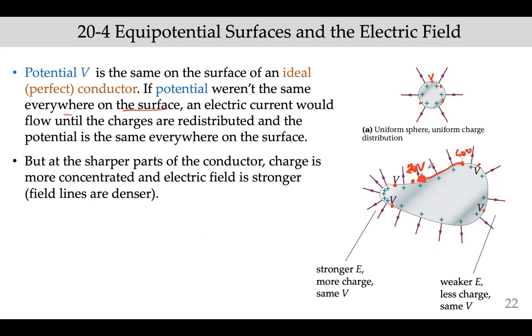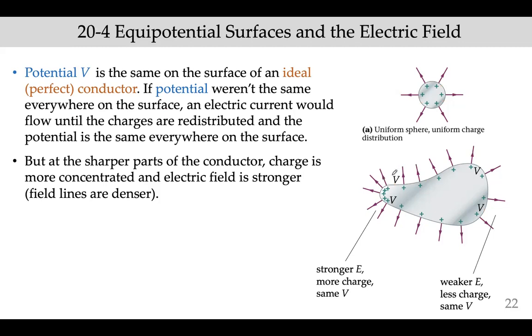So an electric current would happen by itself. An electric current would flow until the charges are redistributed, until the potential is the same everywhere on the surface. So even if you have potential difference, the charges will move, they will redistribute, and in the final equilibrium case, again, the potential at all points on the surface will be the same.